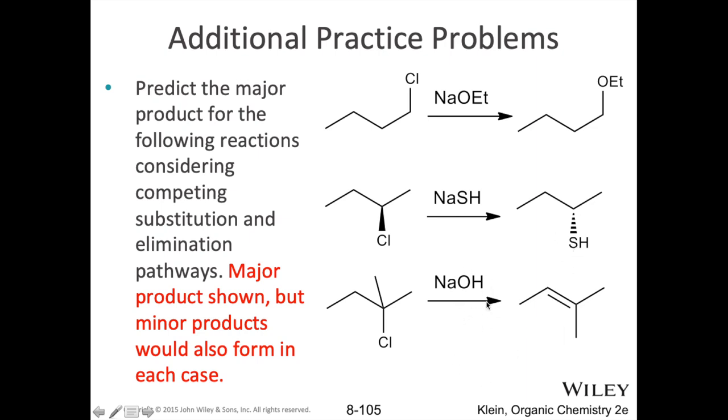Now here we have sodium hydroxide. Hydroxide is interesting because it can act as a nucleophile or a base. But notice that here we have a tertiary substrate, so we're probably not going to see an SN2 mechanism. Instead, we see that our hydroxide can act as a base, and if we take away one of these hydrogens here, we make this corresponding double bond. It's a trisubstituted double bond, so it's still pretty stable.